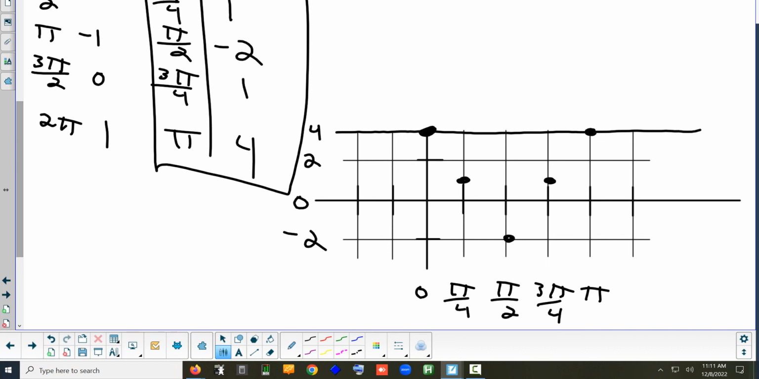Because I went by 2, some of my y values didn't land right on a line. That's okay. When you have to approximate halfway between 2, that's not bad. And there's your sketch. Any questions on that?